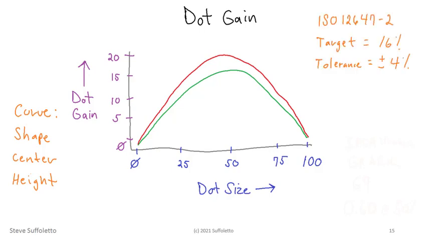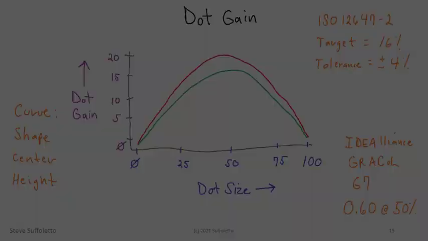If you follow ISO 12647-2, the target expectation is 16% for dot gain with a tolerance of plus or minus 4%. Ideal Alliance's GRACOL, G-R-A-C-O-L, General Requirements for the Applications of Commercial Offset Lithography using the G7 calibration method, expects to have a density of 0.60 at the 50%.